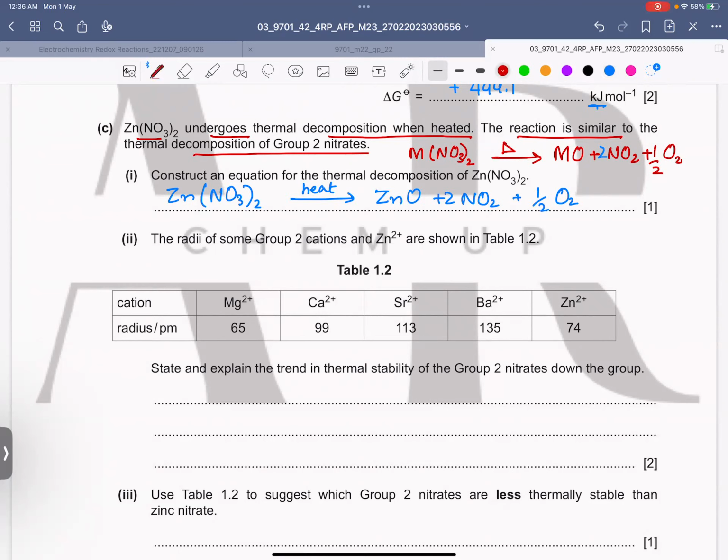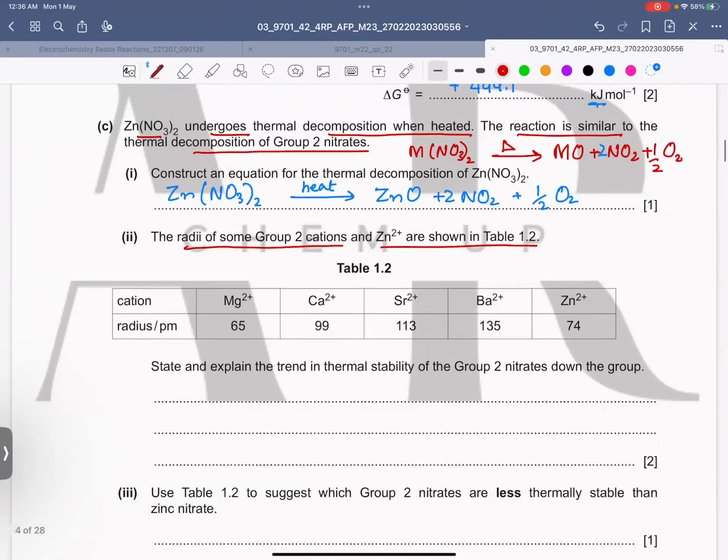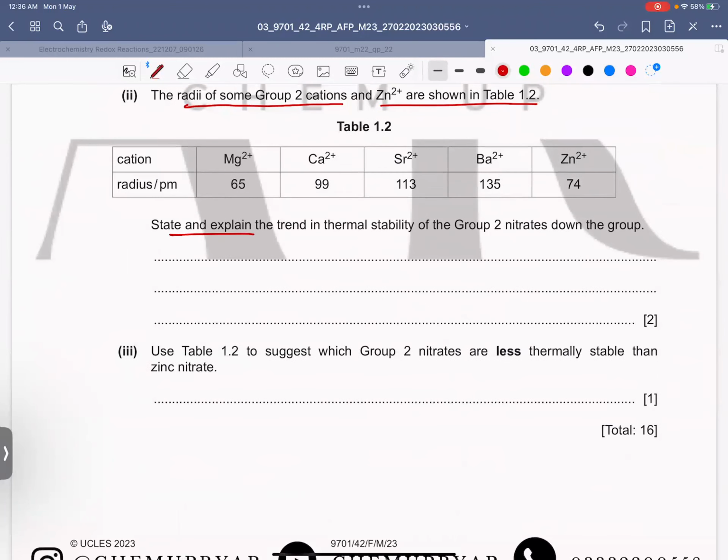Now, next part, the radii of some group 2 cations and zinc are shown in table 1.1. State and explain the trend in thermal stability of group 2 nitrates down the group. So we all know that down group 2, the thermal stability of nitrates decreases because the ion polarization gets lower due to the increase in the size of the cation. So, sorry, the thermal stability increases.